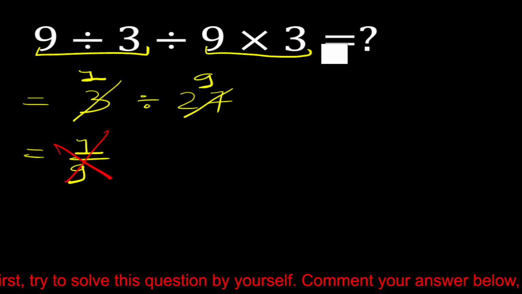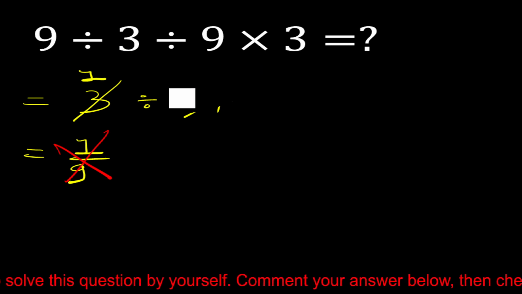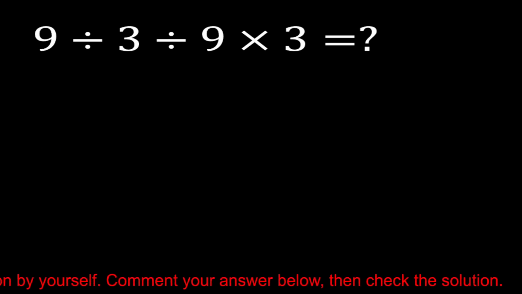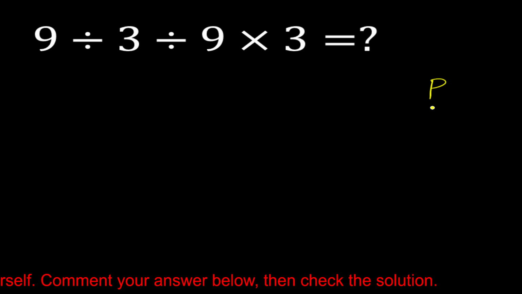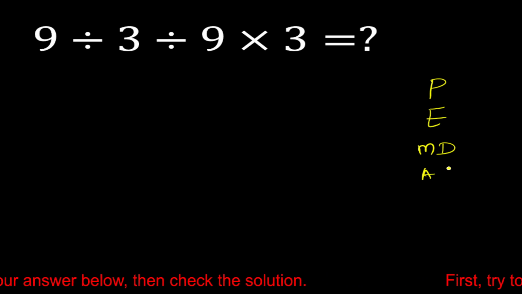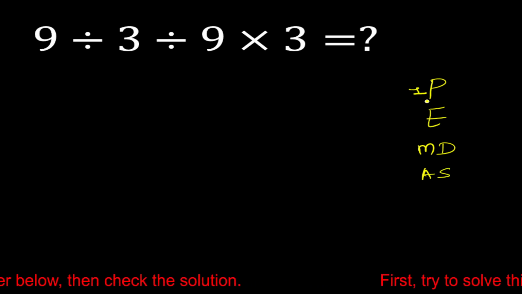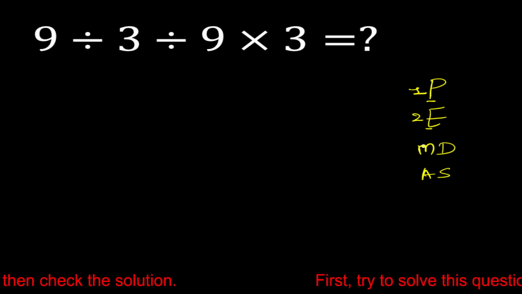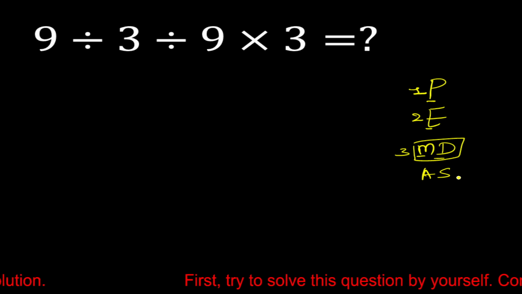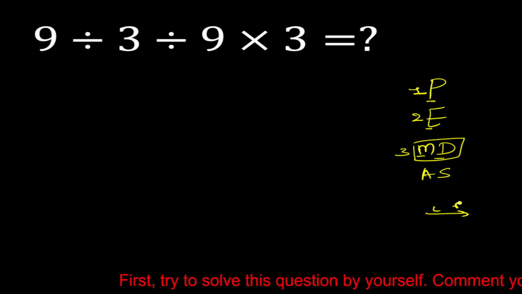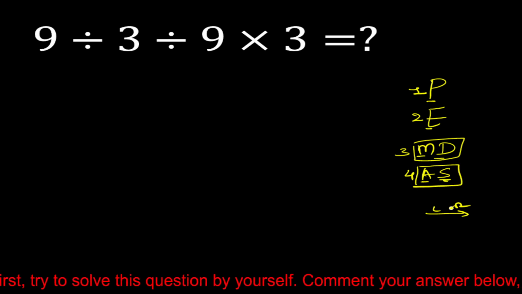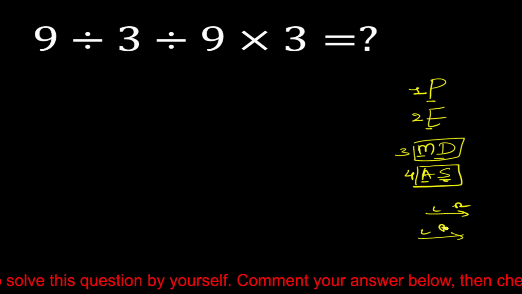So now let's solve this problem correctly by using a PEMDAS rule. Okay. PEMDAS, P E M D A S. According to PEMDAS rule, first priority is parenthesis, second priority is exponents, third priority is multiplication and division. Here multiplication and division both have equal priority, so we have to solve it from left to right. Fourth and last priority is addition and subtraction. Also addition and subtraction both have equal priority, so we have to solve it from left to right.